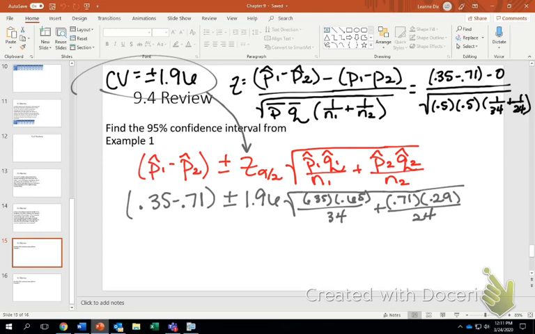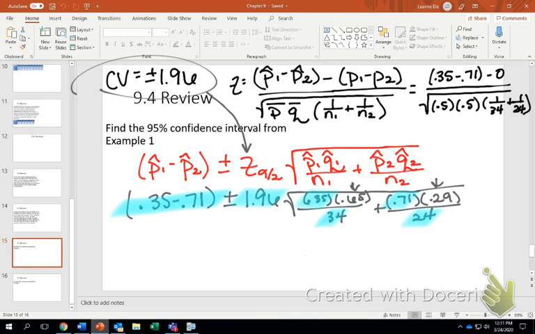All right, so these pieces of information we just plug in from our problem. The only thing that we have to calculate is that 0.65 and that 0.29. And remember, we did that by finding the complement. 1 minus 0.35 is 0.65, and 1 minus 0.71 is 0.29. All right, so we went ahead and did that.